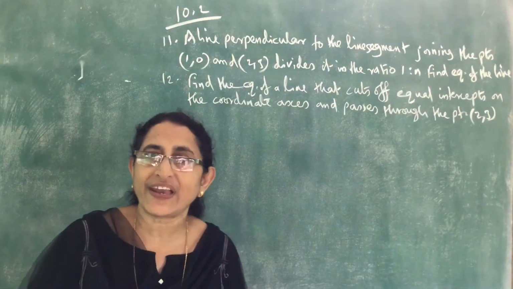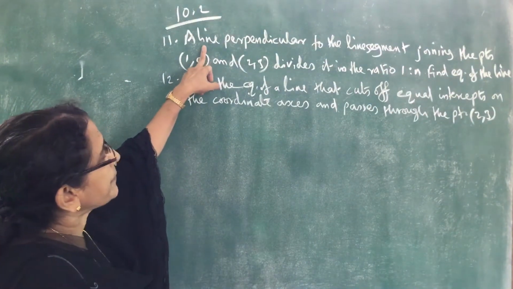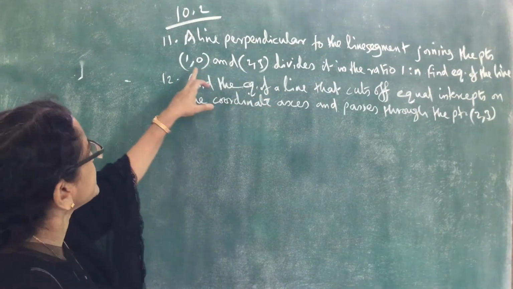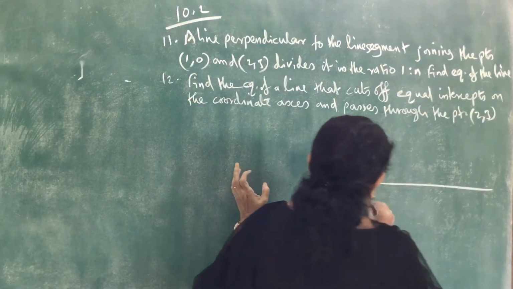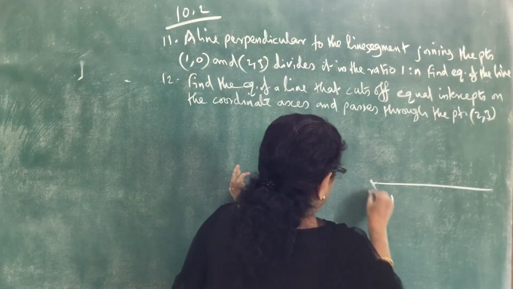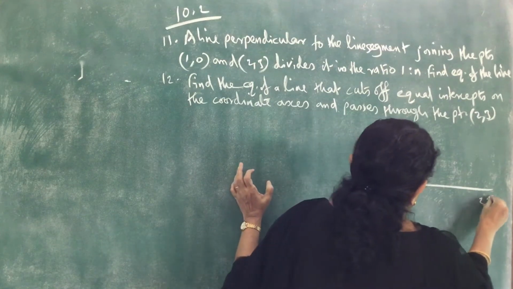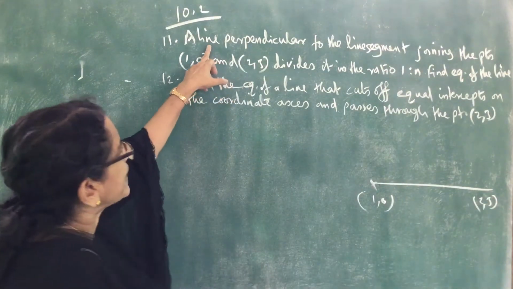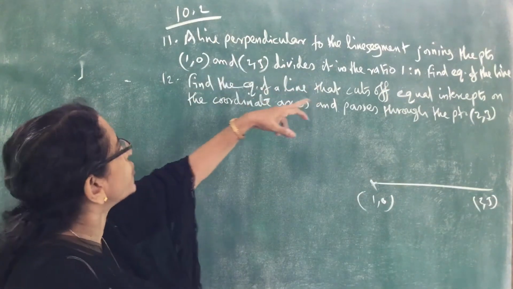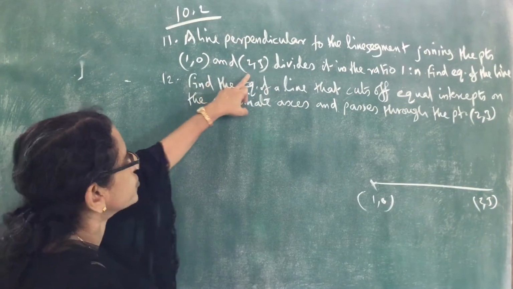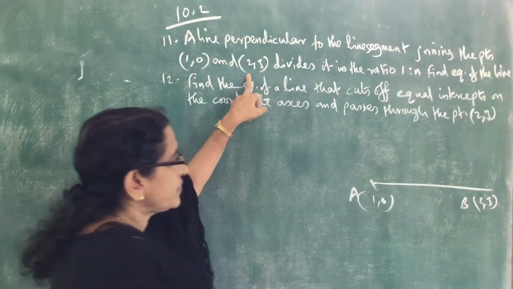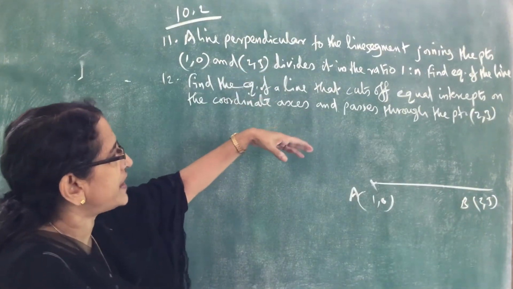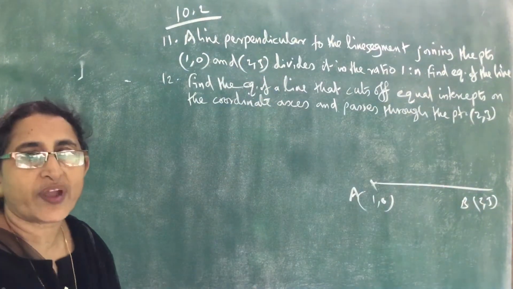Exercise 10.11. Find the equation of a line perpendicular to the line segment joining the points (1, 0) and (2, 3), and which divides it in the ratio 1:n. So we name these points A and B.